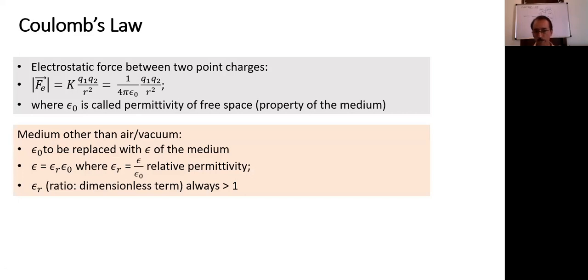What does the term epsilon stand for? Permittivity of the medium. Typically what we do, we write epsilon as epsilon R into epsilon naught. What does epsilon R indicate? It indicates the ratio, or relative permittivity. It is epsilon by epsilon naught, a ratio of the two. So what is epsilon? The permittivity of that medium is the relative permittivity into the permittivity of air. Is something you have come across, the term relative density.